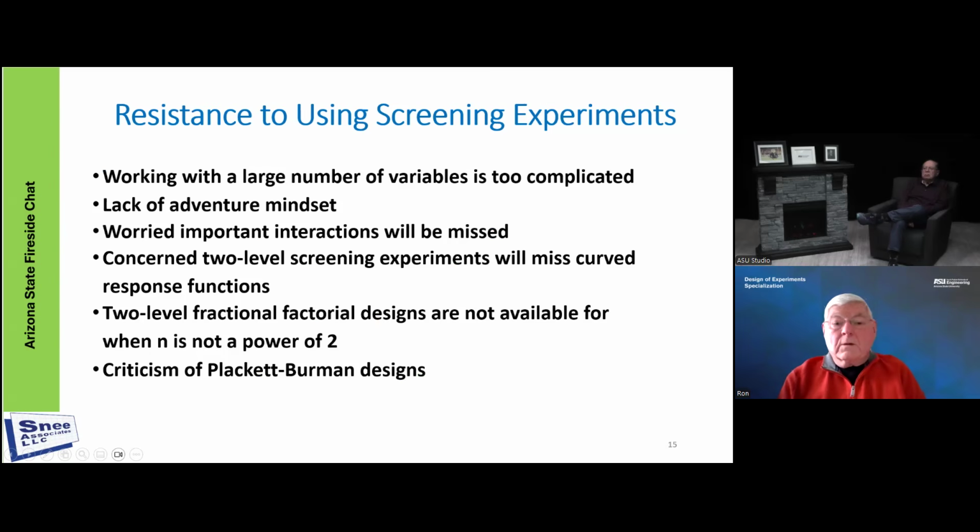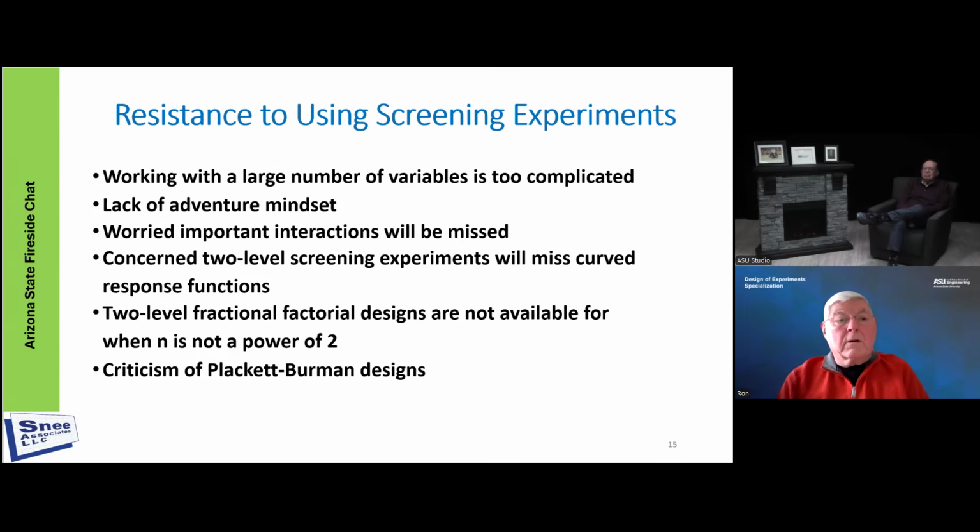Now, rather than waiting to the end, let's talk about some of the resistance that you see to using screening experiments. The first one is that a lot of people, in the way they behave and the way they work, it's clear that they think a number of variables is too complicated. They just don't want to deal with a whole number of variables. Like I just mentioned, 13 variables, that would really be complicated.